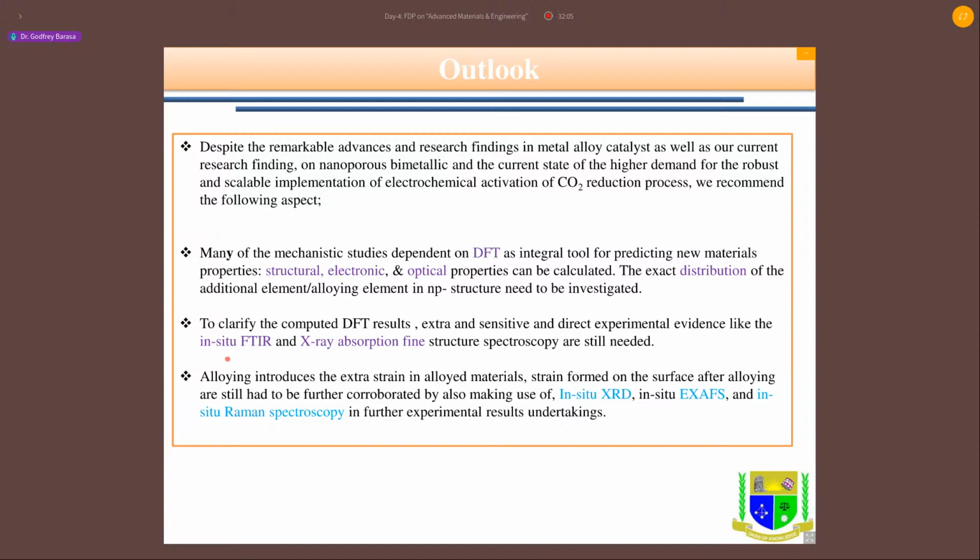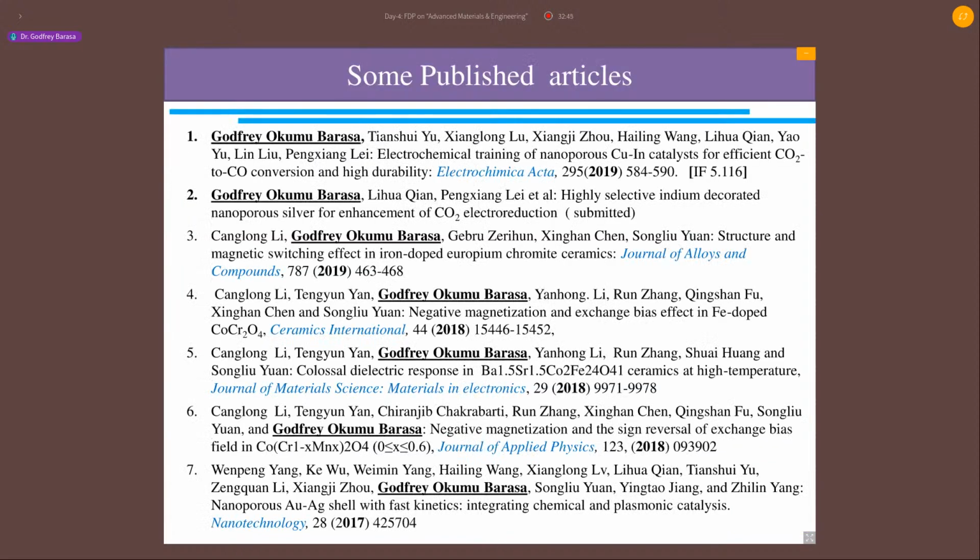We need to clarify the computed DFT, that is density functional theory results, and the direct experimental evidence, like the in situ FTIR and X-ray absorption fine structure spectroscopy, still needs to be carried out. And alloying introduces extra strain in the alloyed material, that is, strain formed on the surface after the alloying, which still has to be further corroborated by the use of in situ XRD, in situ XAS, and spectroscopy in further experimental work.